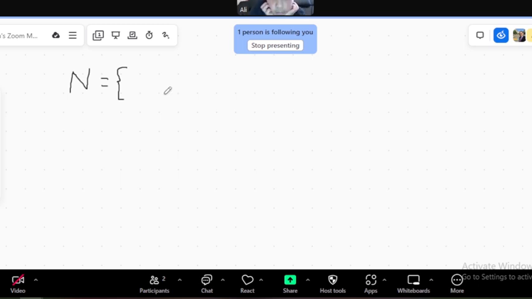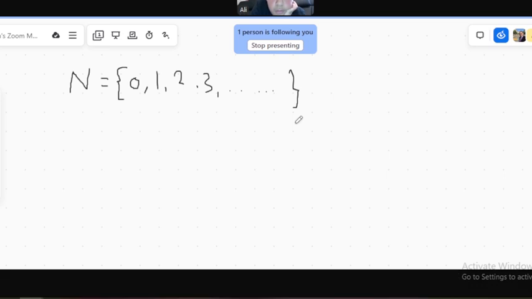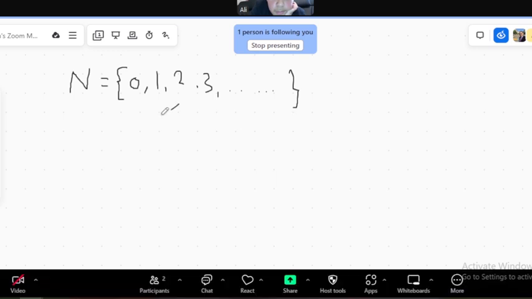Natural numbers start from 0, 1, 2, 3, and so on to infinity. So the first set is natural numbers, and natural numbers are distributed into some sets. We have odd numbers and even numbers and prime numbers.